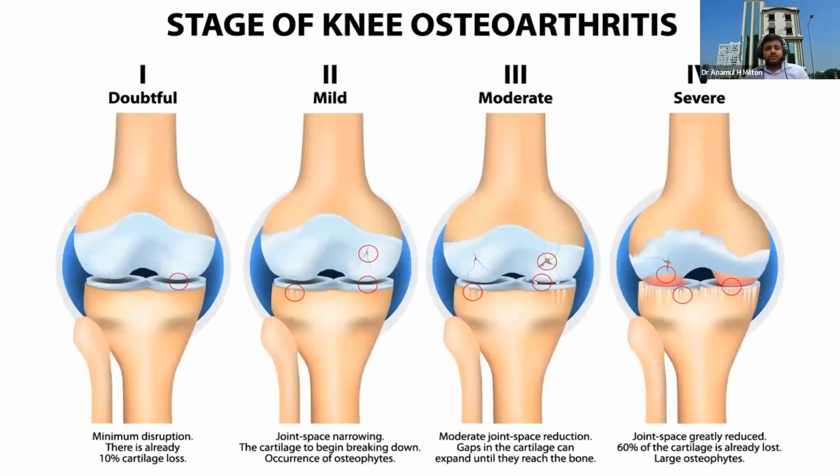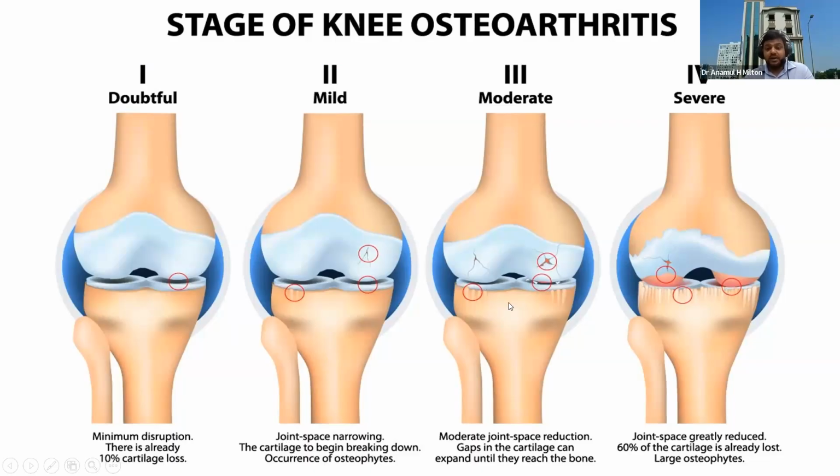In the mild or doubtful change, there is only about 10% hyaline cartilage loss. There are not so many changes from normal, so it is called doubtful osteoarthritis, type 1. After that, type 2 has some narrowing of the joint space, and the cartilage begins to break down, with osteophytes occurring.